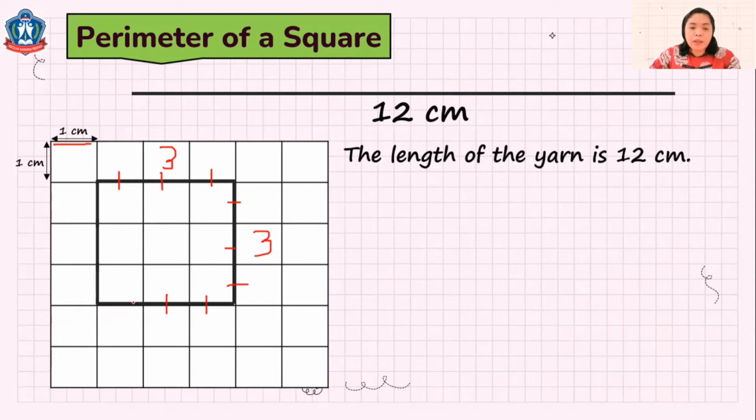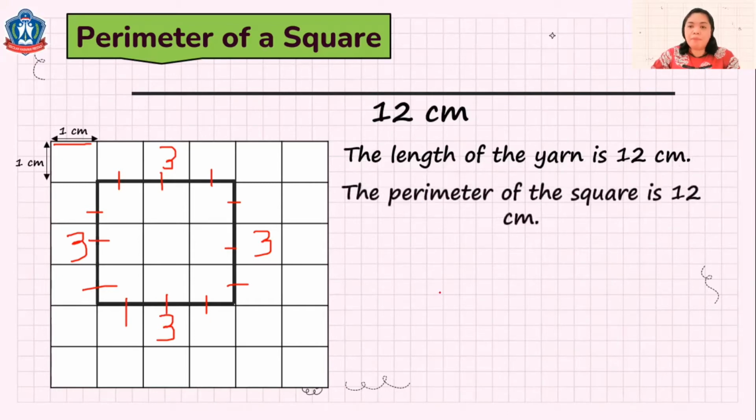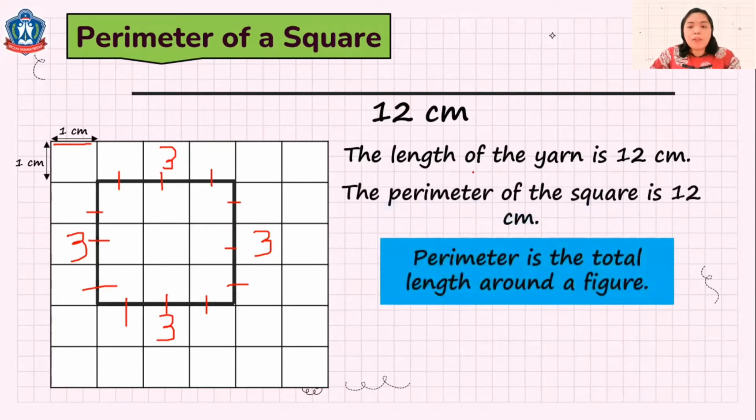On the other side is also 3 centimeters. And this side is also 3 centimeters. So 3 plus 3 plus 3 plus 3, or we multiply 3 by 4. That is 12 centimeters. So the perimeter of the square is 12 cm. So when we say perimeter, children, it is the total length around a figure. So it's the total length on the side of a figure. Can be a square or a rectangle or any other figure.